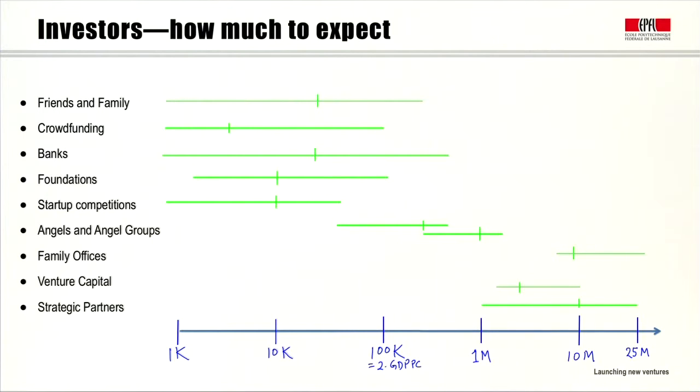Okay, so we showed this graphic last time and the time before, just to give a rough idea of the kinds of amounts that you might expect, and again, it should be calibrated to your own country's per capita GDP. So these are industrialized country amounts, $100,000 or francs, which is roughly 2 times GDP per capita. So we're going to start from that piece of it, and so we're going to basically focus on this part of the spectrum now. So that's where we get into the angel groups, family offices, venture capital, and strategic partners.